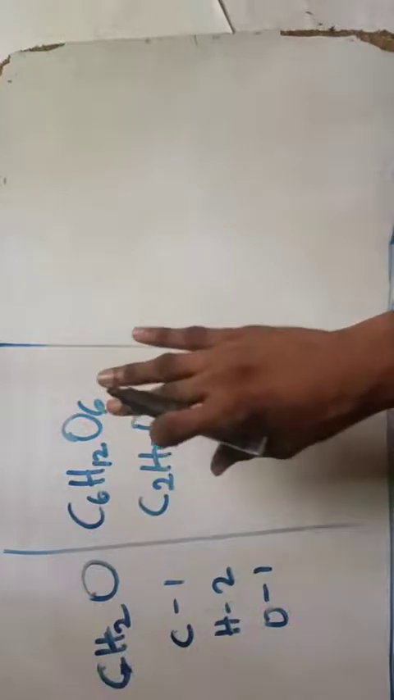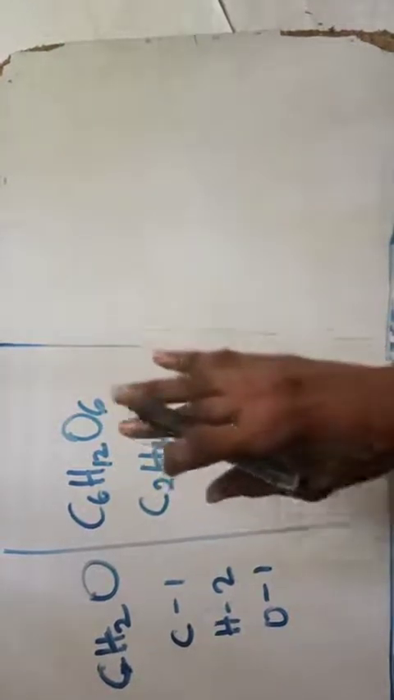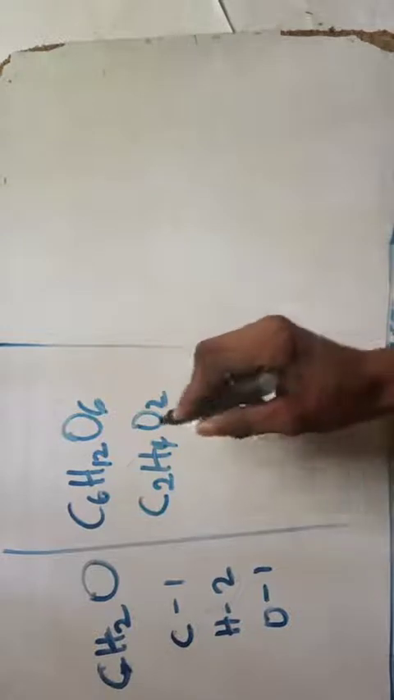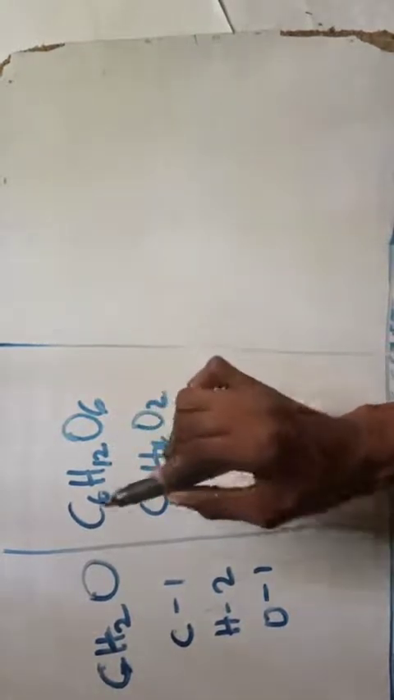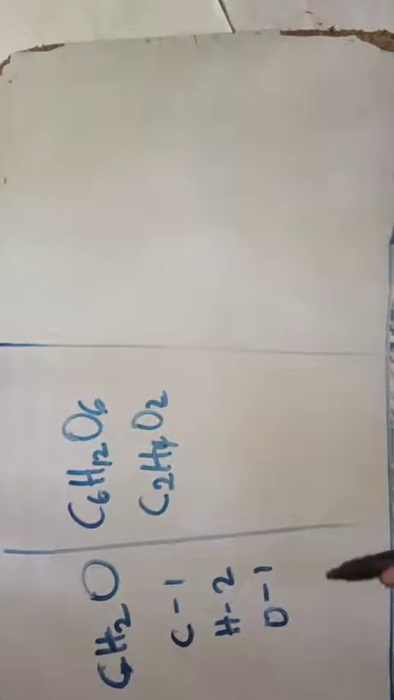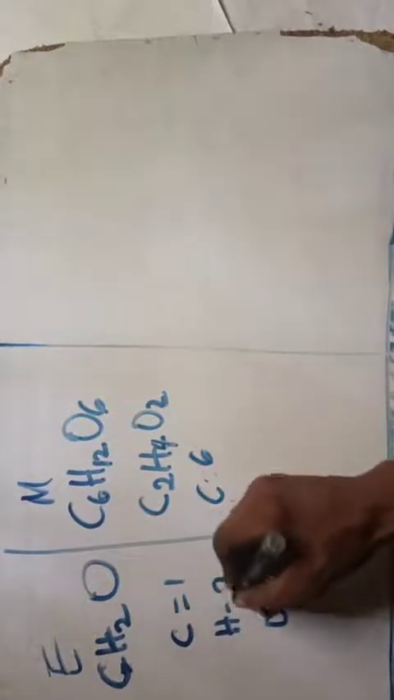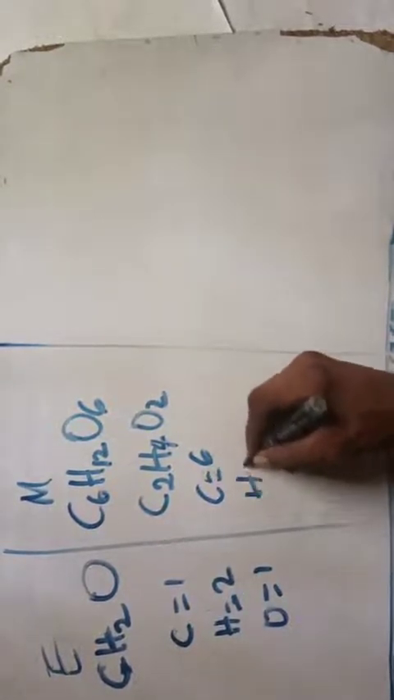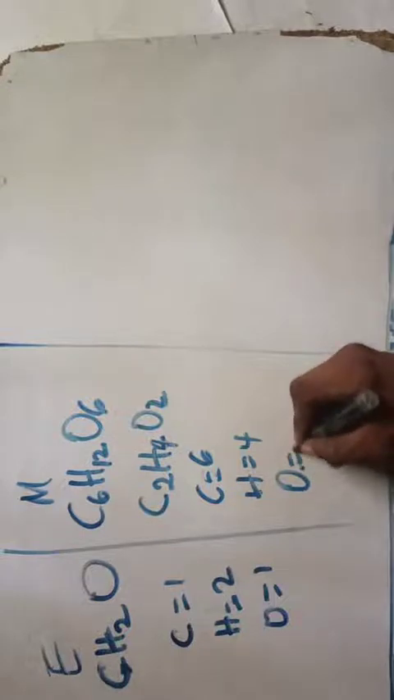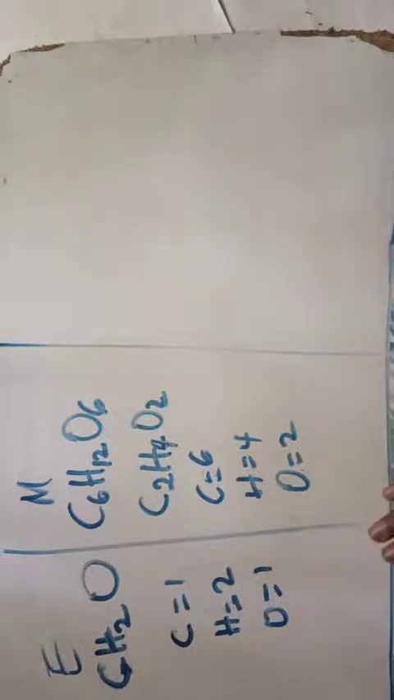The molecular formula of a compound gives the total number of the different elements present in a molecule of the compound. So it gives the total number, while the empirical formula gives the ratio of the number of different atoms contained in the compound. You can see this is the empirical formula, and this is the molecular formula. So here I have carbon as 6, hydrogen is 4, oxygen is 2. Coming to structure, I'll talk about that later.